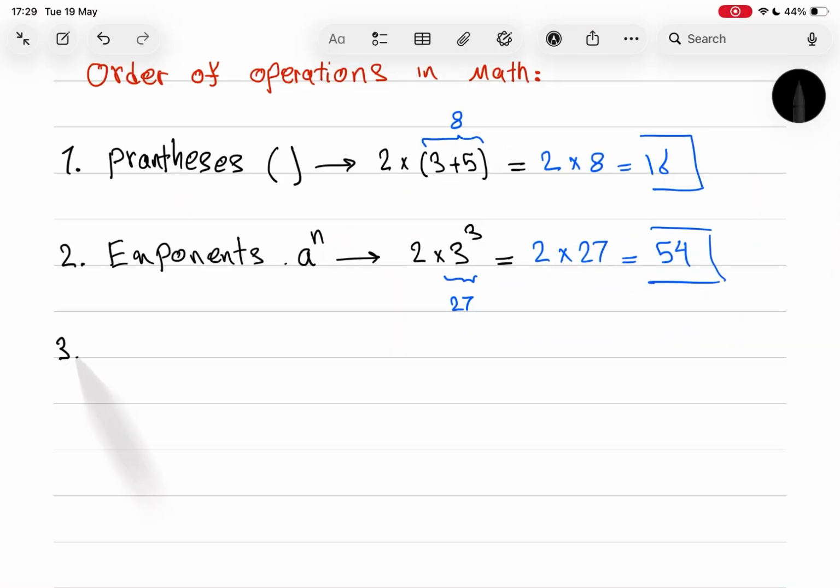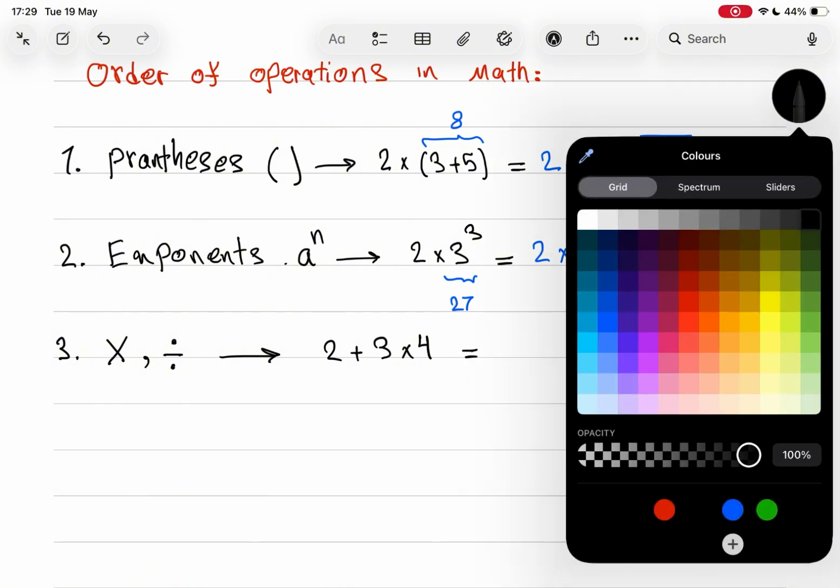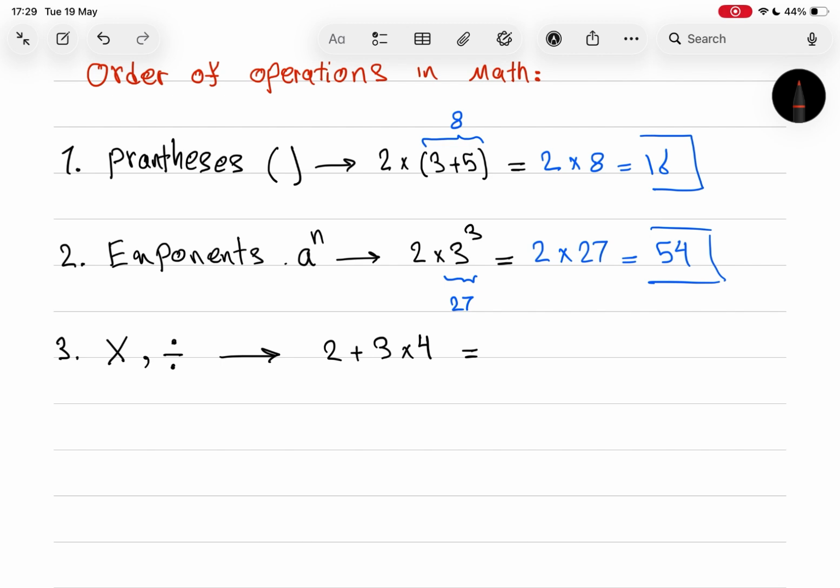The third priority is multiplication and division. Multiplication and division have the same level of priority. For example, 2 plus 3 times 4. Here, we must perform the multiplication first, because multiplication has a higher priority than addition. 3 times 4 equals 12. Then, 2 plus 12 equals 14.